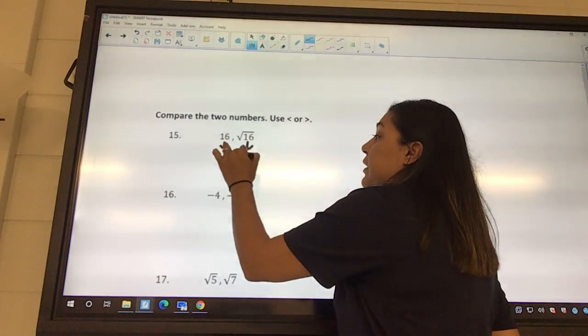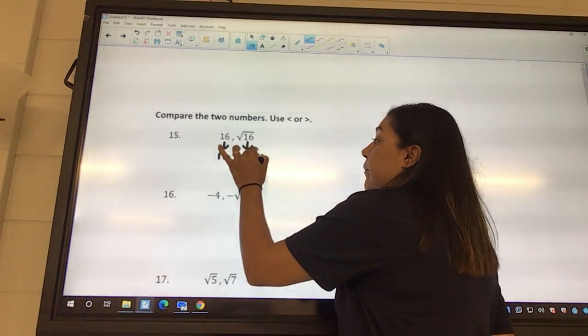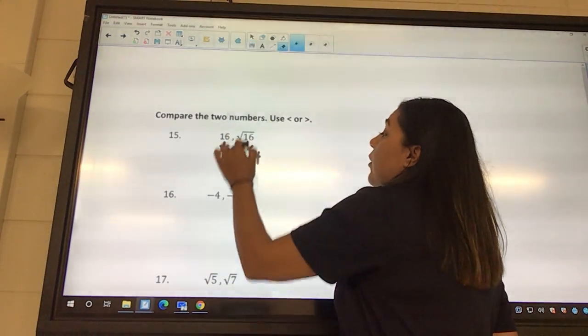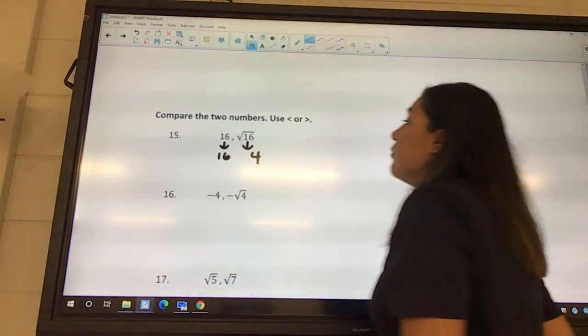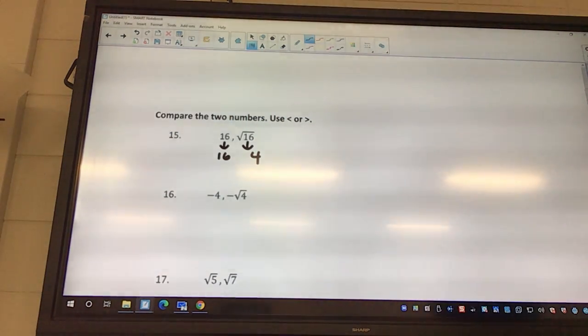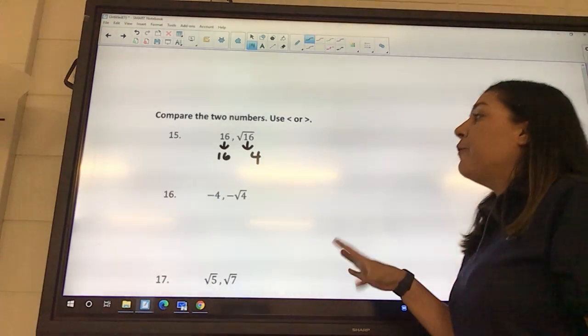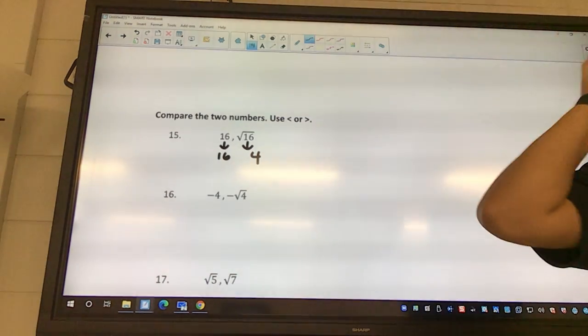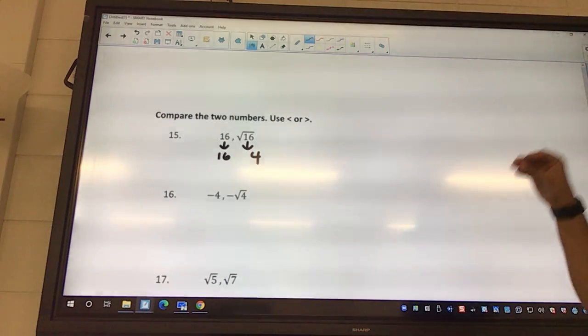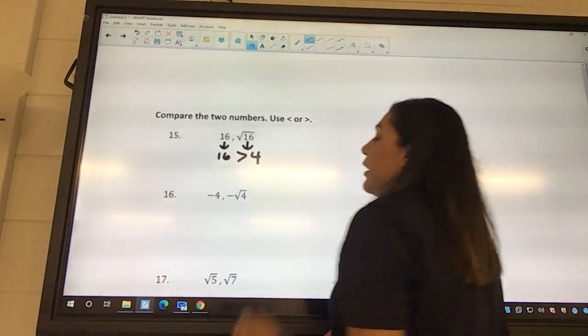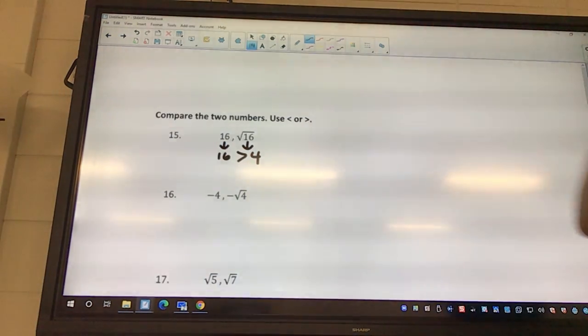The square root of 16 is actually what? 4. And all they wanna know is which one is bigger? 16 or 4? 16. If you don't remember, the alligator mouth eats the bigger number. So we can see here that this is the alligator mouth, and so that's gonna eat the 16 because it's bigger.